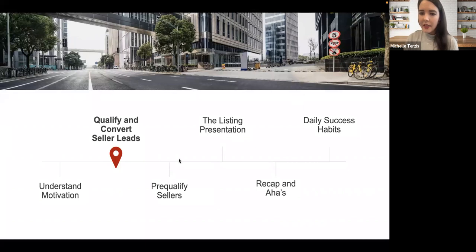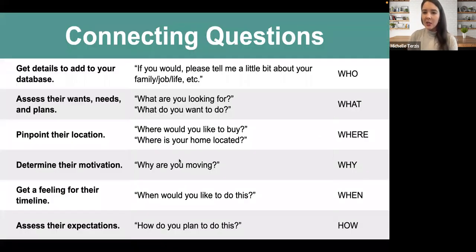Okay. Sounds good. So we're going to move along to qualifying these sellers. Once you've found a seller, they've identified that they're going to move, you want to make sure you connect with them. The ways you can connect with sellers is asking them the typical who, what, where, when, why questions, and how. You'll ask them who, because you want to get details to add them to your database. The most important thing, of course, is collecting that information so you can follow up with them, even if they don't want to sell right now.